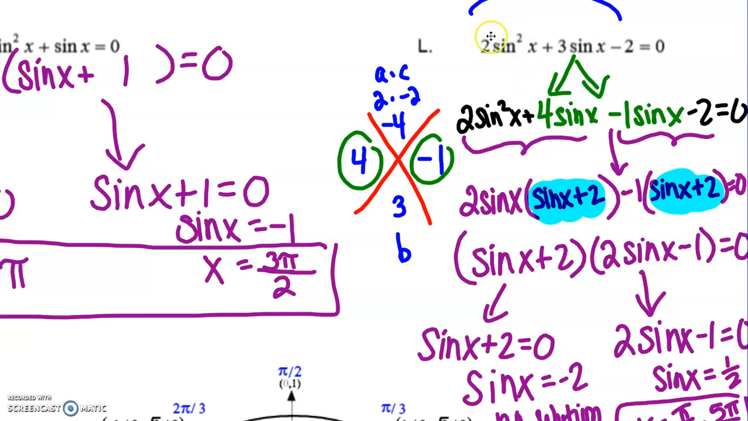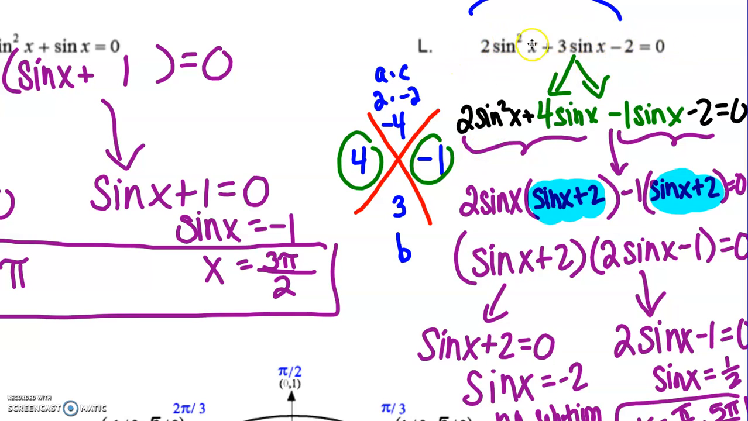Just like in algebra 2, you would do 2 times negative 2 and get negative 4. So we're looking for what multiplies to get negative 4 and adds to get our middle term, our b, which is 3. To make that happen, 4 times negative 1 is negative 4, and 4 plus negative 1 is 3. So those are my two factors.